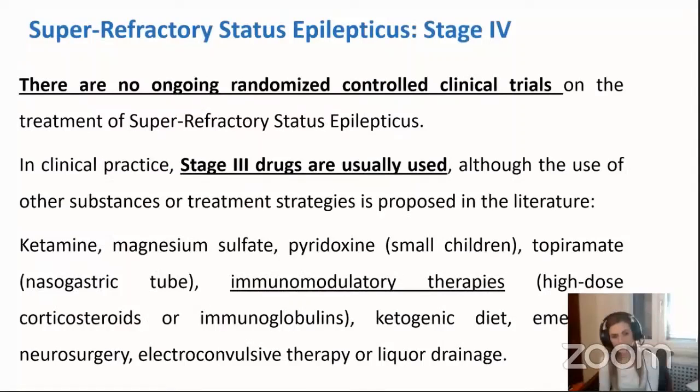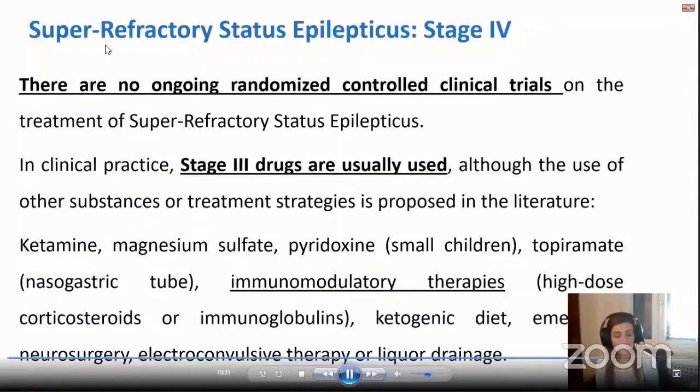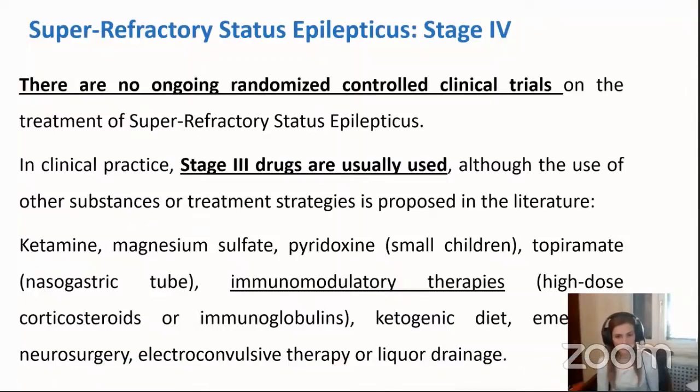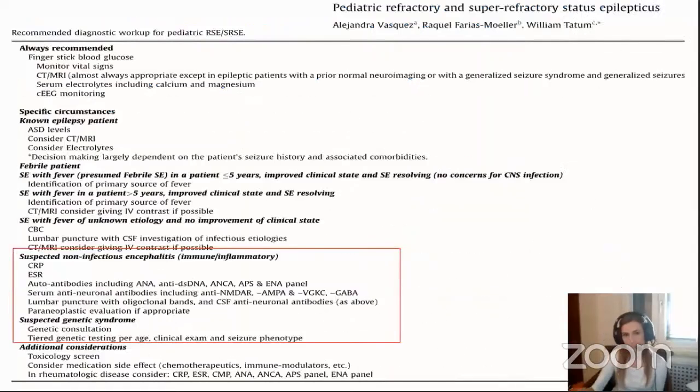When the patients go beyond 24 hours of continuous epileptic activity, they have super-refractory status epilepticus. It's a very malignant condition, very severe. No randomized controlled trial actually exists for the treatment of this condition. Some proposed treatment strategies include ketamine, magnesium sulfate, pyridoxine in small children, topiramate, and immunomodulation.